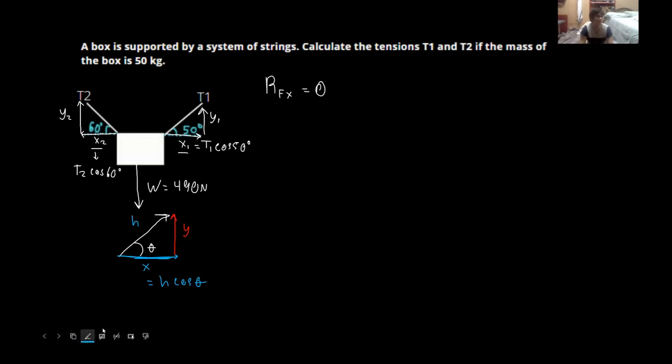Kapag y naman, iba naman yun. H pa rin ang gamit, pero sine theta. Kumbaga guys, cosine is for the X, horizontal. Sine is for the vertical. Ganun lang naman.